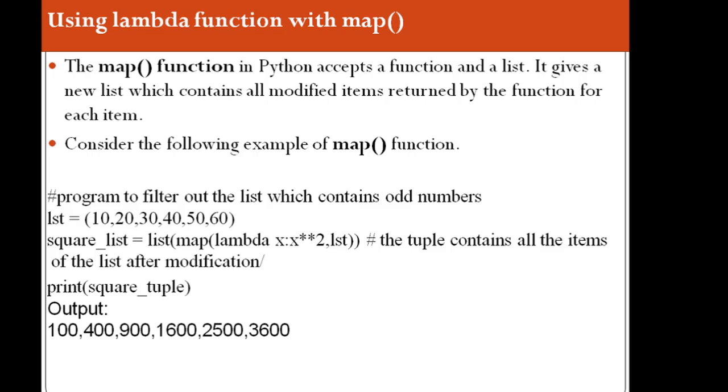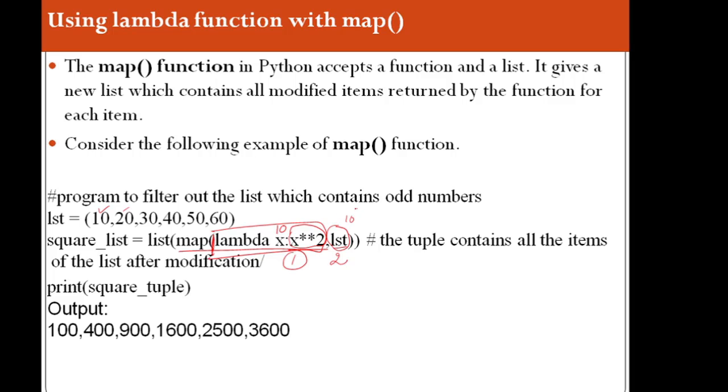Then there is map. The map function in Python accepts a function and a list. So here also you are passing two arguments over here. The first is the anonymous function, and another is the list. So what you are doing here is not filtering, but whatever computation or processing you have mentioned over here will be applied to each element. So here it is taking 10 over here.